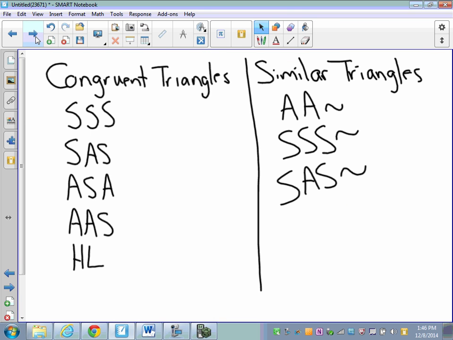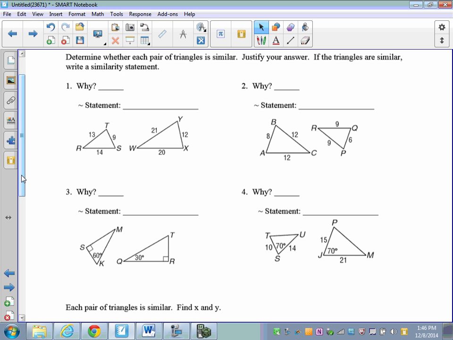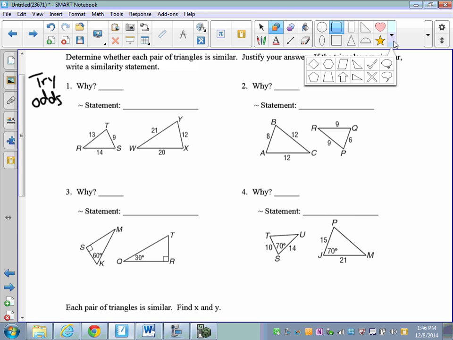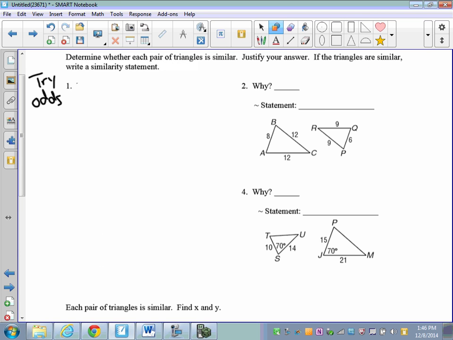Now let's take a look at some examples. We're going to do the evens. I want you to try the odds. In an attempt to save some room, I'm going to take away the odd ones to give me some more room. But I want you to try them.